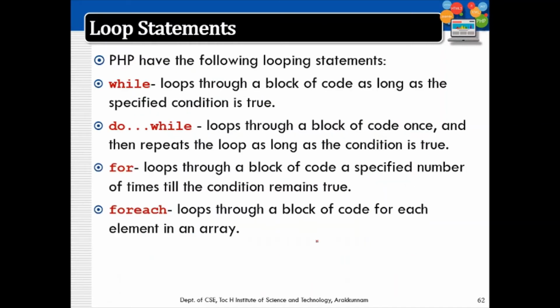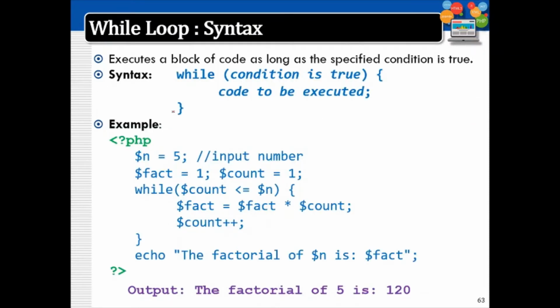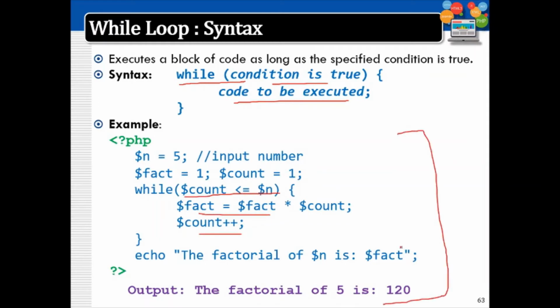Moving on to the looping statements. PHP has the normal looping statements that we use in any other programming languages, like while, do while, for, foreach, etc. The while loop has a condition given, and if the condition is true, the body will be executed. So this is an entry control loop; the checking is done at the entry. Here, while $count is less than or equal to $n, the program finds the factorial of a number. Please go through this program.